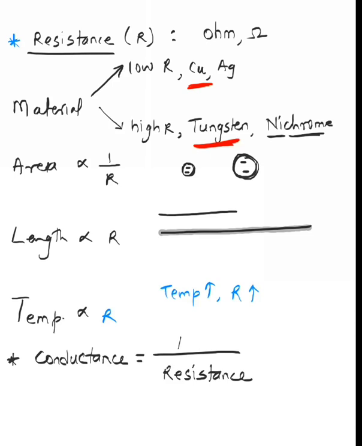Tungsten. Yeah, my question was lower conductance. So tungsten has lower conductance. And which has a higher conductance? Silver or nichrome? Silver.